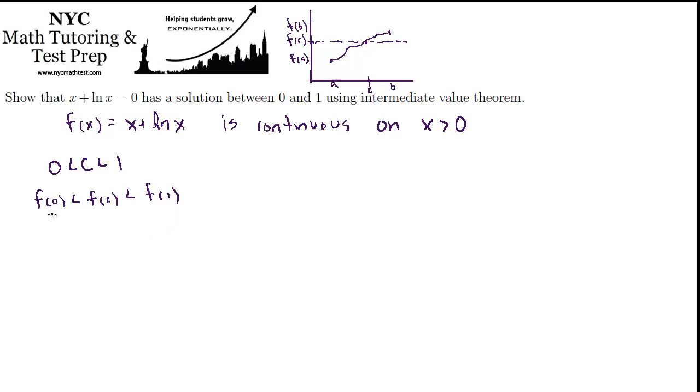We believe that f of 0 is going to be smaller, hopefully it's going to be negative, and f of 1 is going to be positive. So then there must be some value c that can make f of c 0. That's the game plan. But what's the problem?